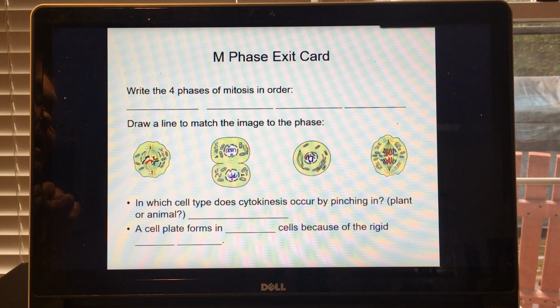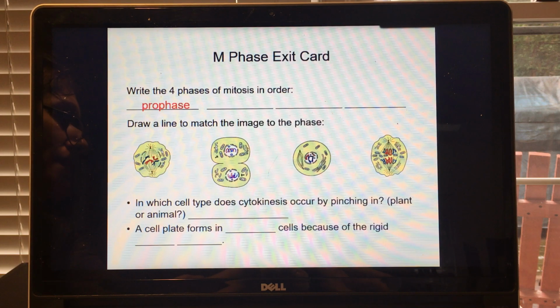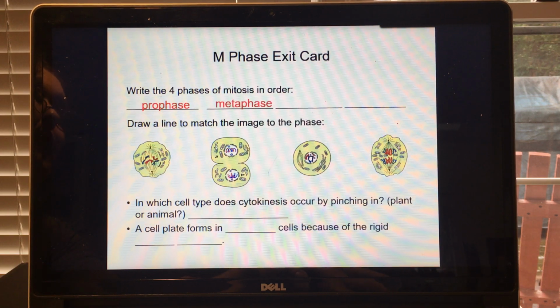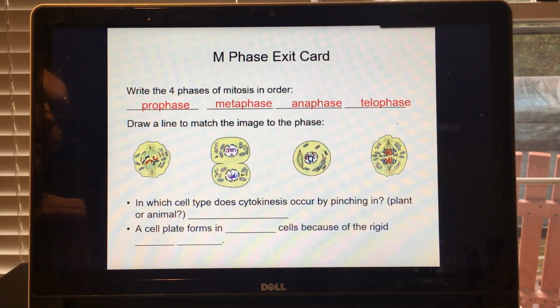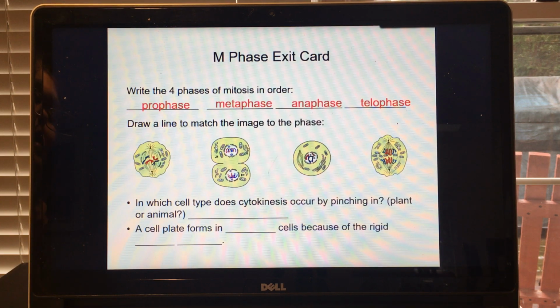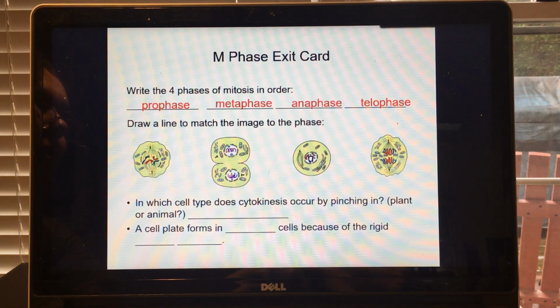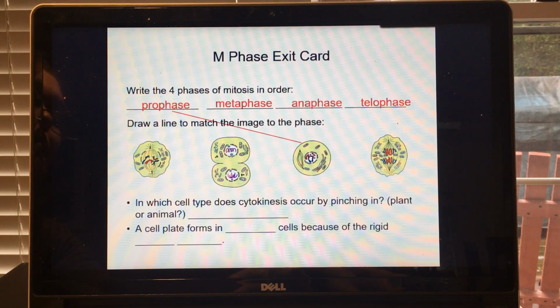So the 4 phases of mitosis in order would be prophase, metaphase, anaphase, and telophase. Now, if we're trying to identify which cell is which, let's first find prophase. Remember that we said in prophase, we're looking for chromosomes. So you can see chromosomes, but they're not organized. They're just kind of randomly distributed throughout the nucleus. So that would be the third one from the left.